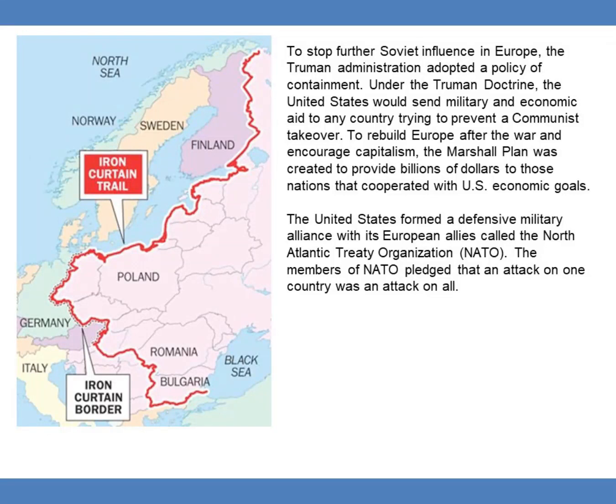Under the Truman Doctrine, the United States would send military and economic aid to any country trying to prevent a communist takeover. To rebuild Europe after the war and encourage capitalism, the Marshall Plan was created to provide billions of dollars to those nations that cooperated with U.S. economic goals. The United States formed a defensive military alliance with its European allies called the North Atlantic Treaty Organization, NATO. The members of NATO pledged that an attack on one country was an attack on all.